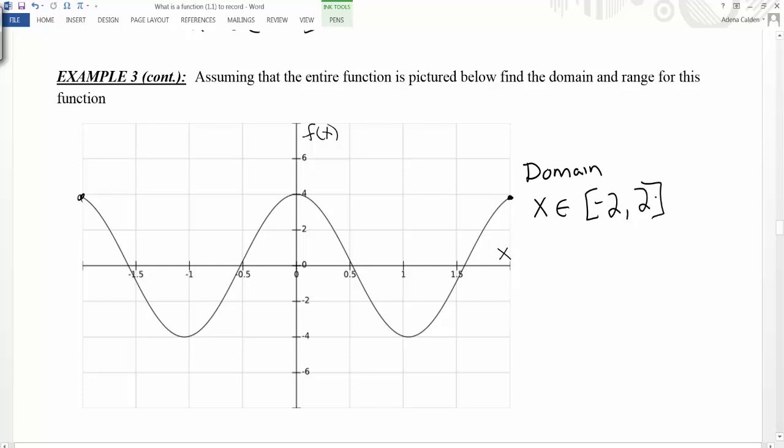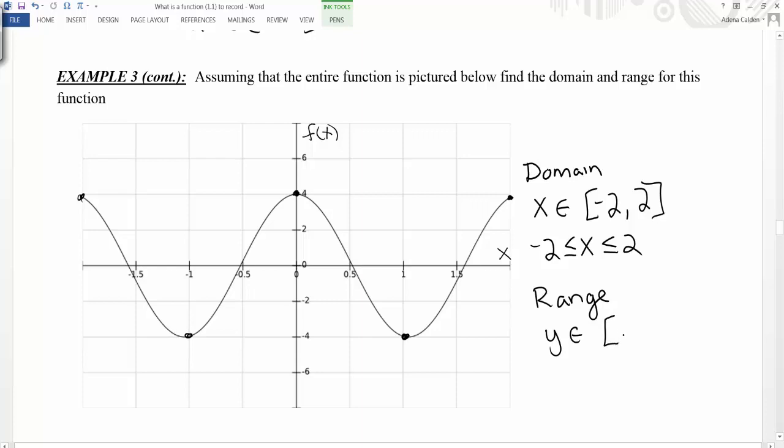And I'm including the endpoints because they are defined here and they have a defined y value. Again, I could use the alternate notation, and I could say x is greater than or equal to -2 and less than or equal to 2. Both of these are good ways to represent the domain. Now that I have my domain, I want to consider the range. So the range is the possible y values that I'm going to get from this function. And so here, if I look at my y values, I can see they go as high as 4, including 4, and as low as -4, including -4.